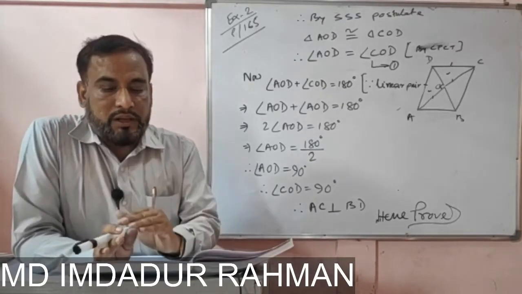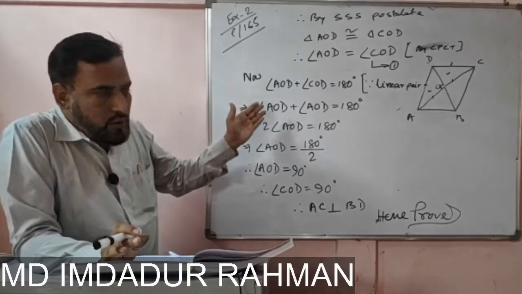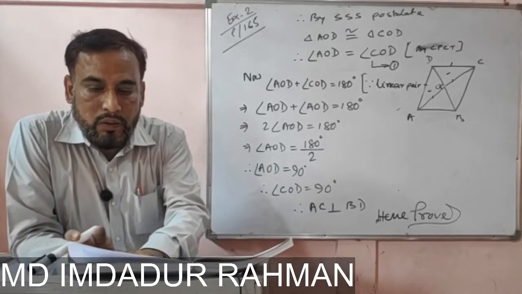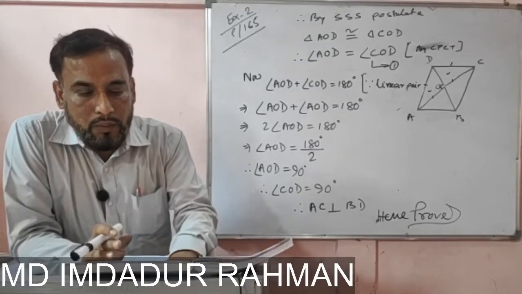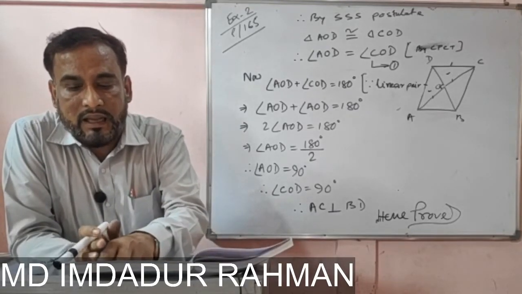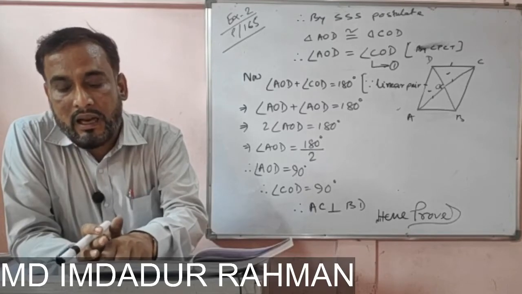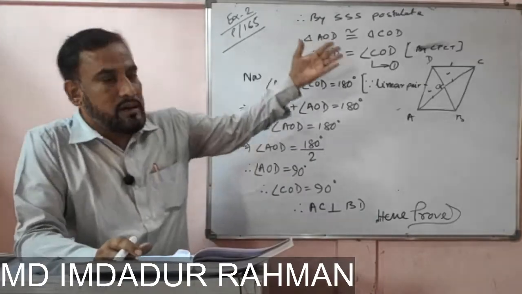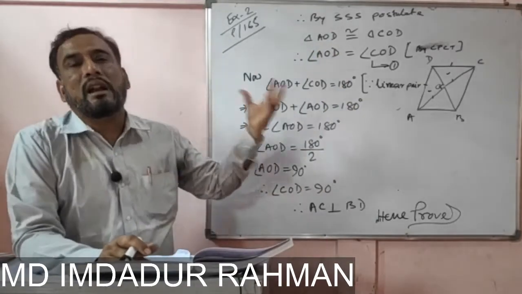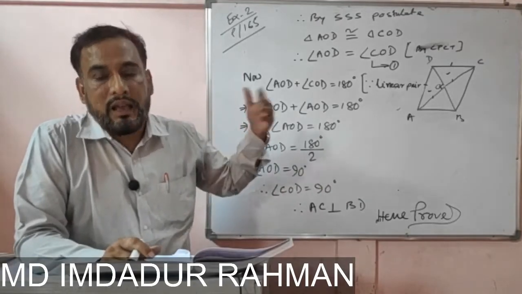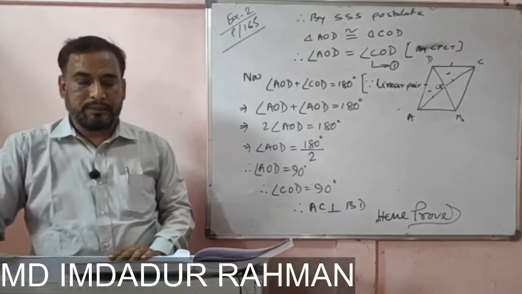Just opposite to this. We just proved the diagonals of a rhombus are perpendicular to each other. Now we will show that if the diagonals of a quadrilateral bisect each other at right angles, then it is a rhombus. Earlier it was a rhombus. Now we will consider a quadrilateral and we will prove it is a rhombus, just opposite to this.